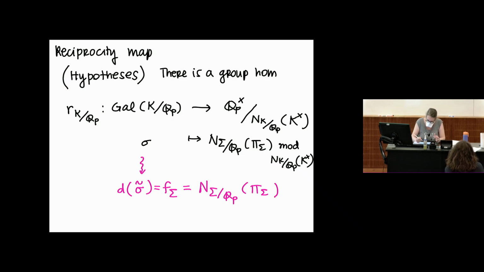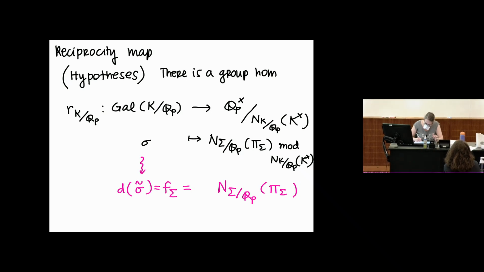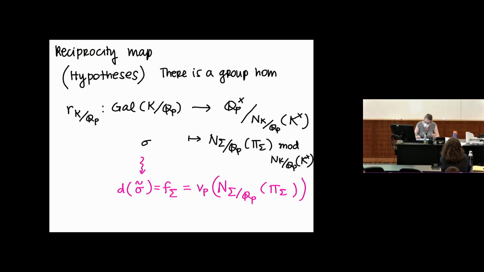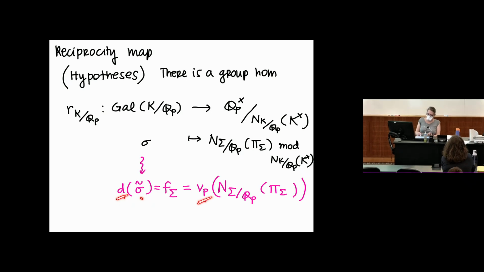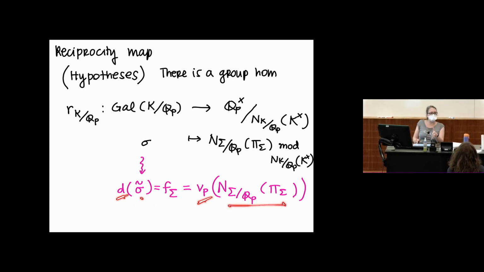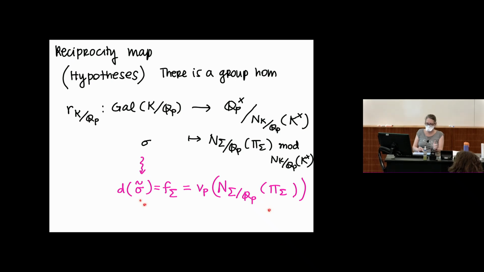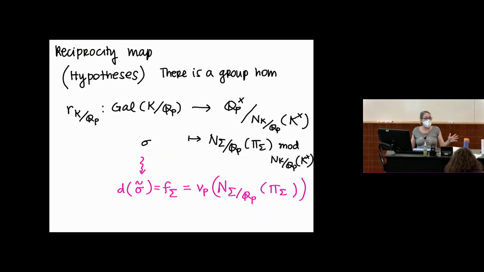Sorry, here, I need to take the valuation, right? So like, this is how I grade Galois elements, and this is how I grade elements of Qp cross, right? And I have like two things that I've given the same score to. And as it turns out, it's not just like, you know, one student has a 10 out of 10, one student has a 10 out of 10. Oh, they're the same, right? Like, you can actually send them to each other, and there's like a whole map.